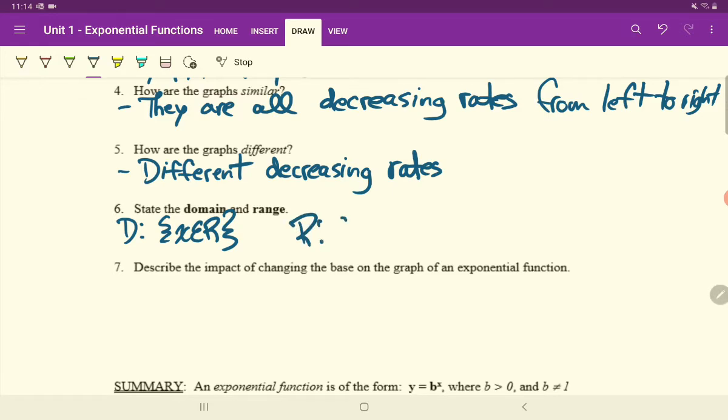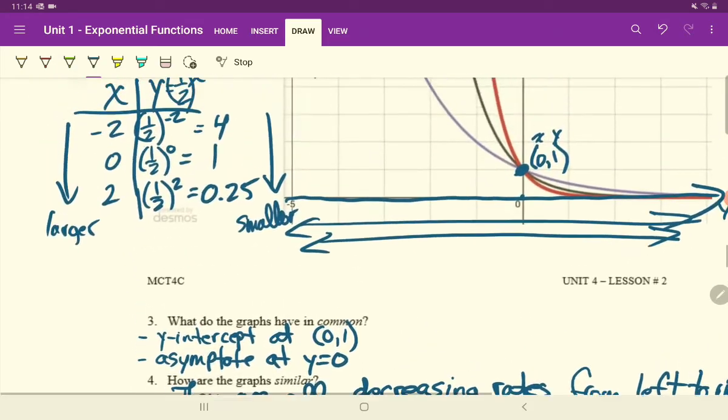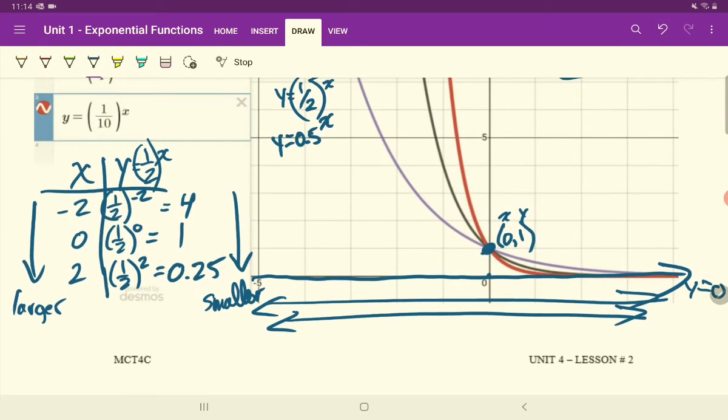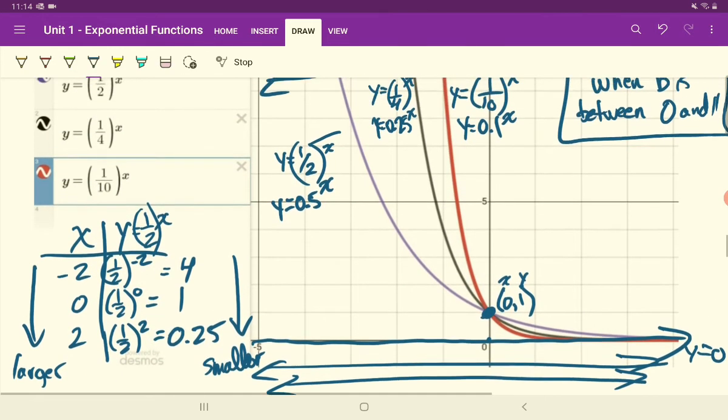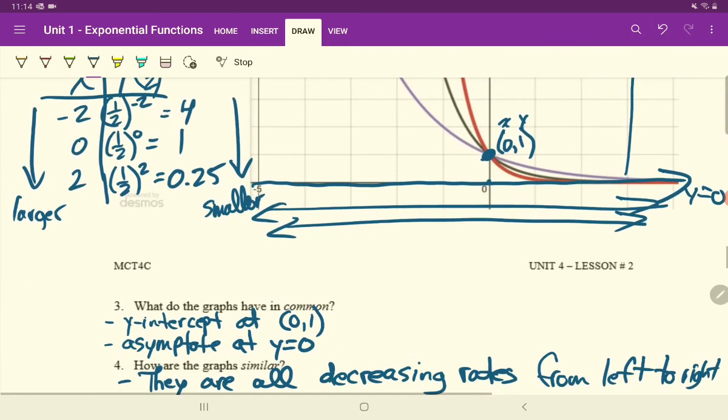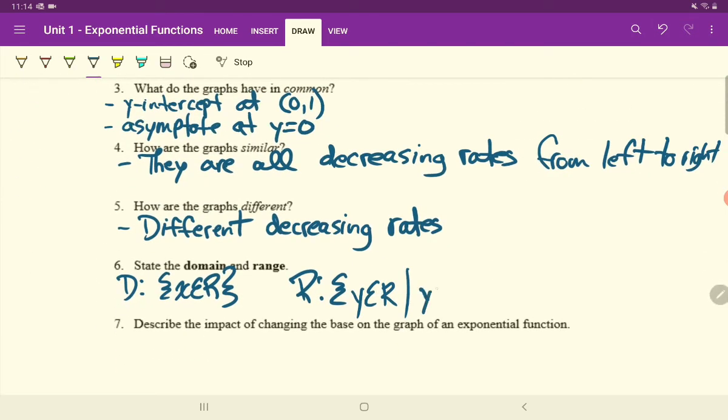The range does have a restriction, and it's actually the exact same as all our previous sets of questions. It's still y ∈ ℝ. Y is an element of real numbers. They can be decimals or whole numbers. And it's still that all the y values have to be greater than 0. It'll never touch 0, but they all have to be greater than 0.